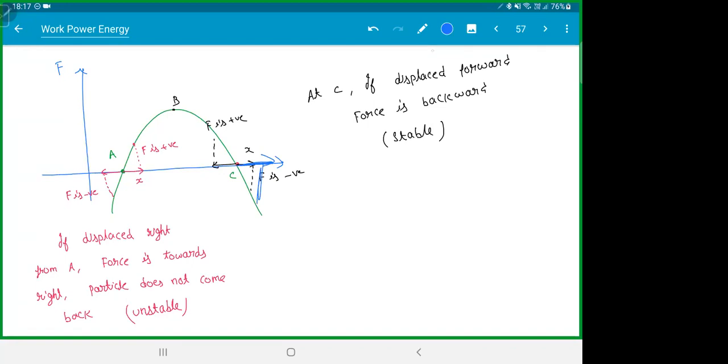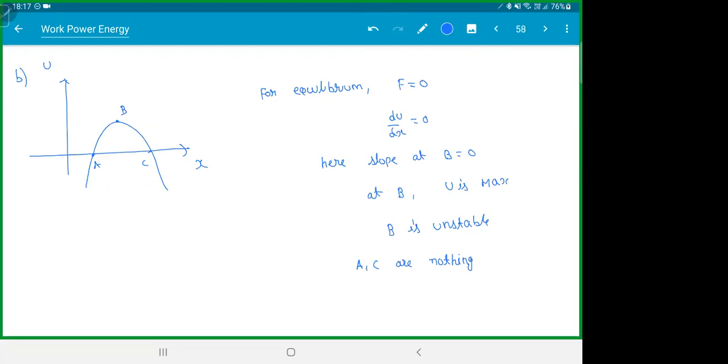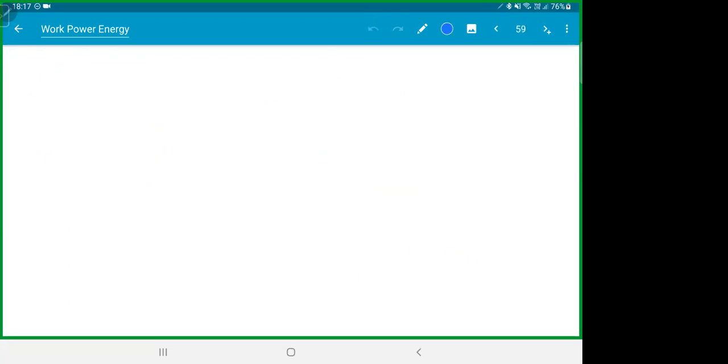Make sense? So when you want to come back, what should happen? If I push you forward, your force should be backward. If I push you backward, force should be forward. Then you will come back, isn't it? Right, Aryan? Clear? Yes, sir. All clear with this thing? Great. Next one.